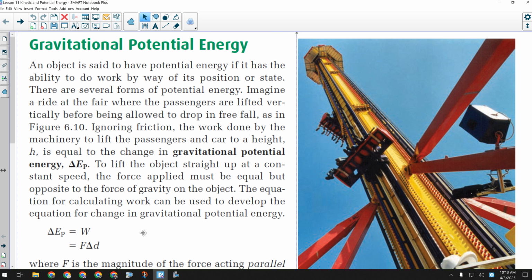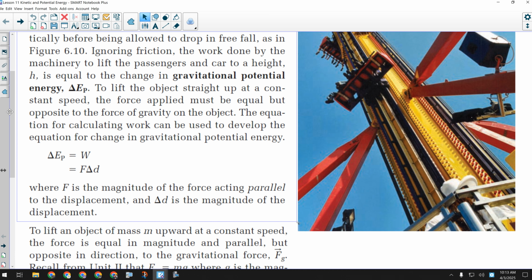Now, where this formula comes from is m times g times h. A change in potential energy is still caused by work. That's still force times distance. But what force does the work in gravitational potential energy? What force do you work against if you're going to give something gravitational potential energy? It's not a trick. Gravity. How do we calculate the force of gravity? Mass times gravity. So there's the force.